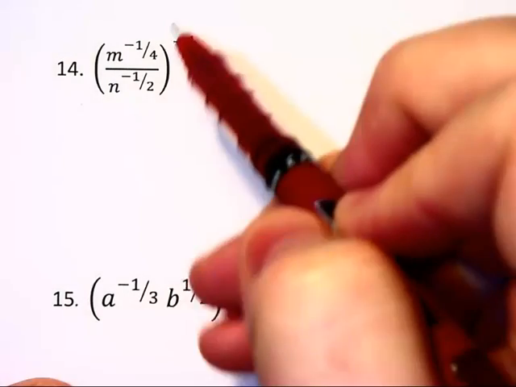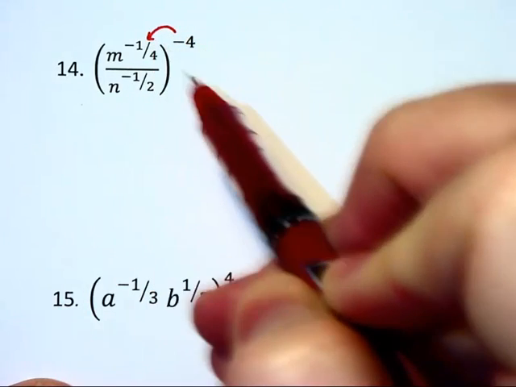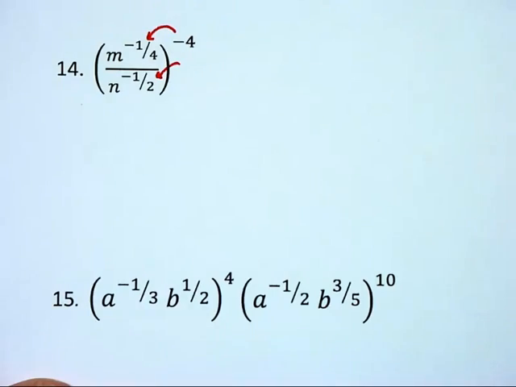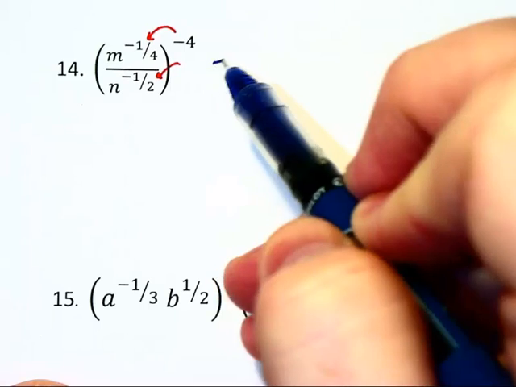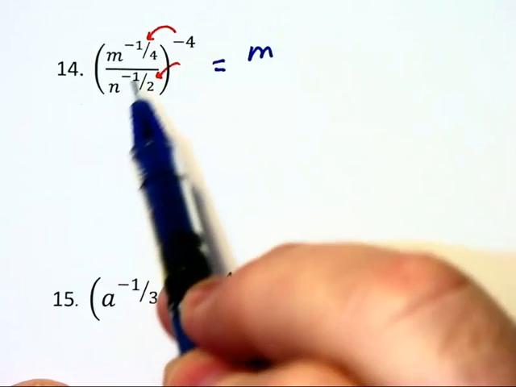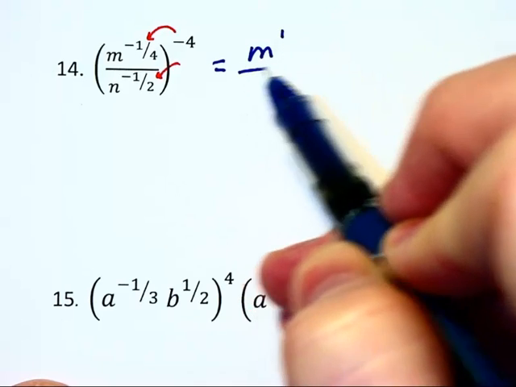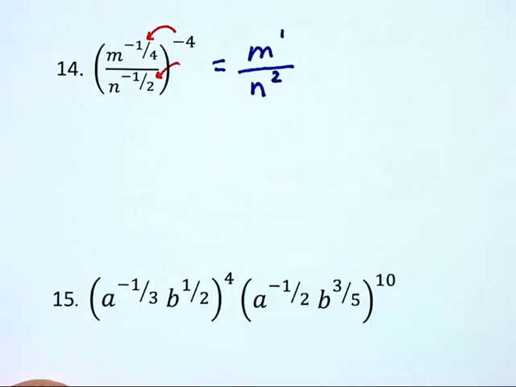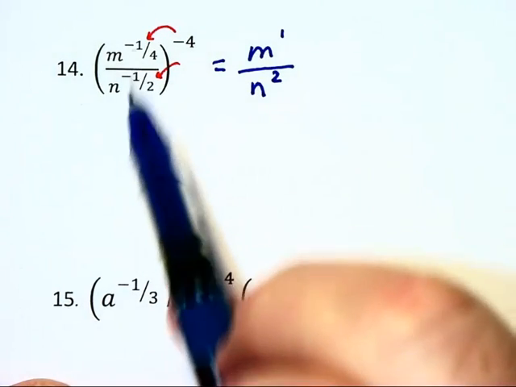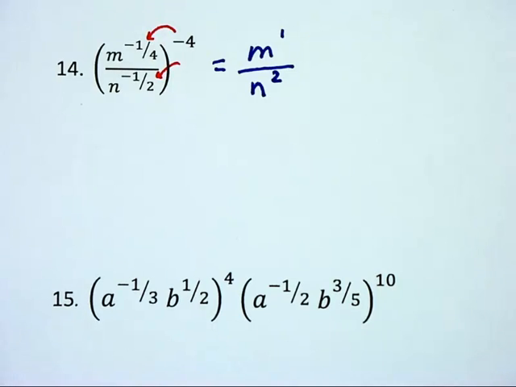For number 14, rather than work inside the parentheses first, I'm going to apply this negative 4 exponent to both the numerator and denominator, multiplying exponents as I go. The numerator becomes m to the 1st because 1/4 times 4 is 1, and the denominator becomes n to the 2nd, and that basically is our simplified answer. Now we could have done extra steps. We could have worked inside the parentheses first and then applied the power, but that one came through a lot quicker just working with it directly.